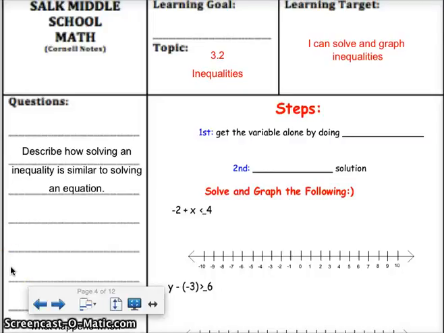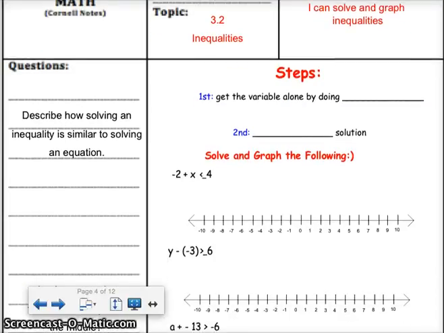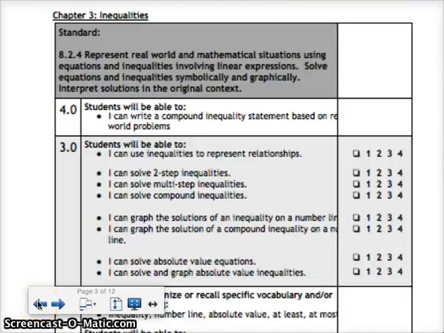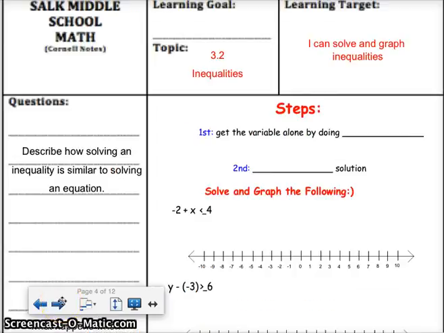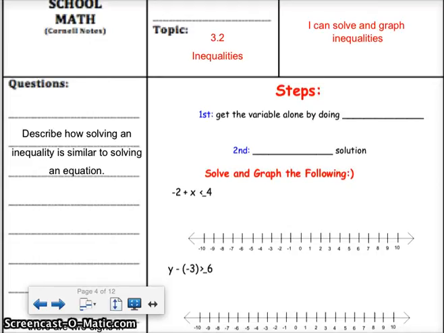Okay, we are moving into the first part of solving inequalities. In order to solve two-step and multi-step inequalities, as our standard states, we need to know how to solve and graph one-step inequalities. So that's your learning target today. You can solve and graph a one-step inequality. So you want to get the variable alone by doing the inverse, always.